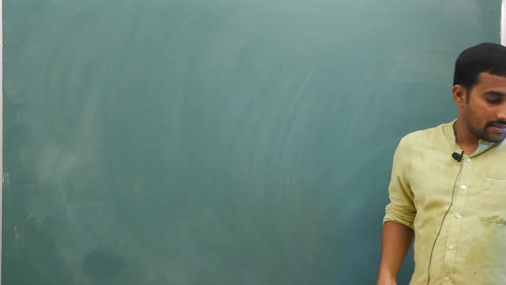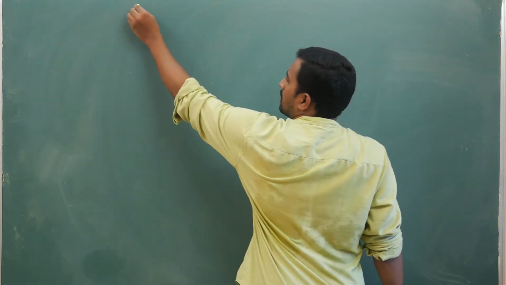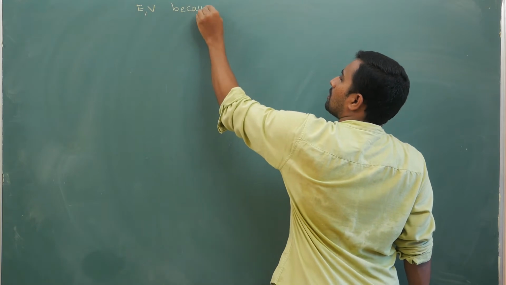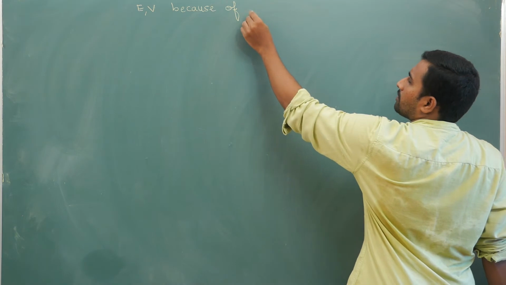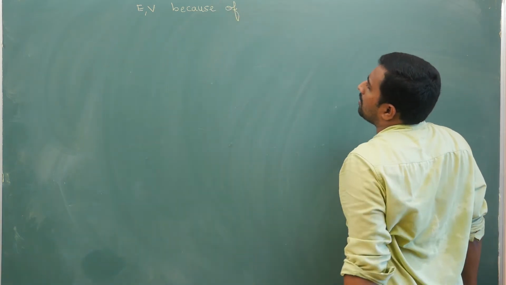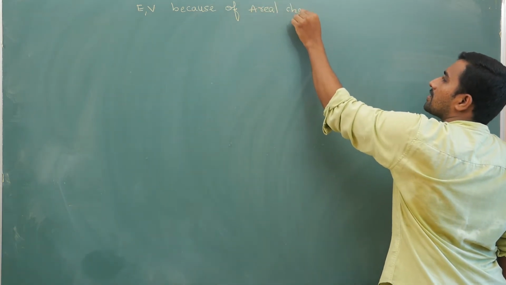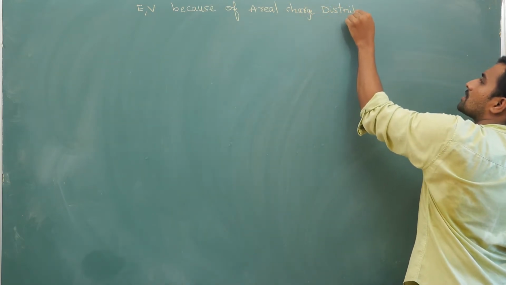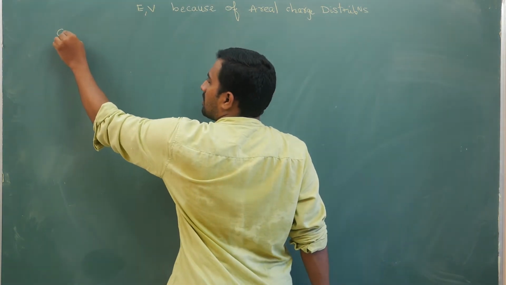All right. Next, your next idea is your field and potential because of areal charge distributions, is what I'll write. Areal charge distributions. This is your fifth case, I suppose.